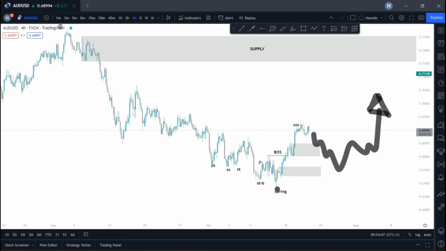And if you don't know what I just did in here, make sure you have watched the Wyckoff videos. That will help you a lot to understand how this whole thing works.